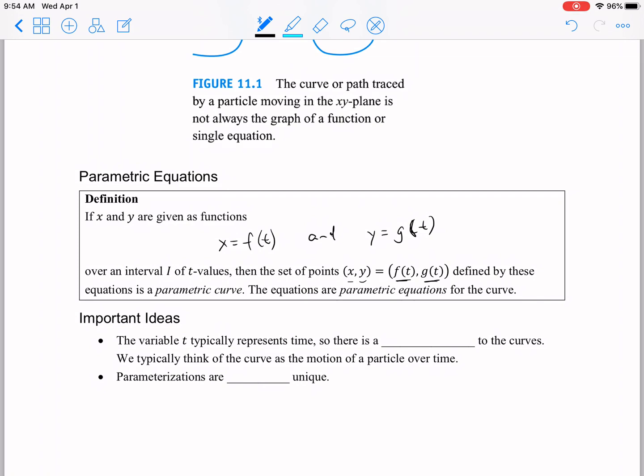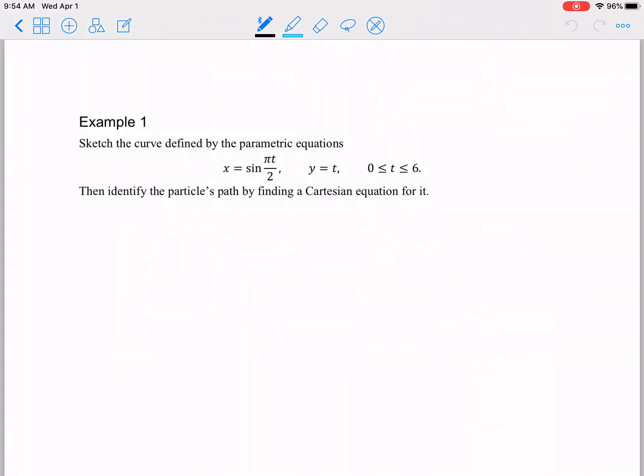So important ideas. The variable t typically represents time, as I've stated, so there is a motion to the curves. And we typically think of the curve as the motion of a particle over time, and parameterizations are not unique, which you could have seen in the last video if you had watched that little introduction I did. They are absolutely not unique. There's essentially an infinite number of ways to parameterize a curve. So let's take a look at an example here.